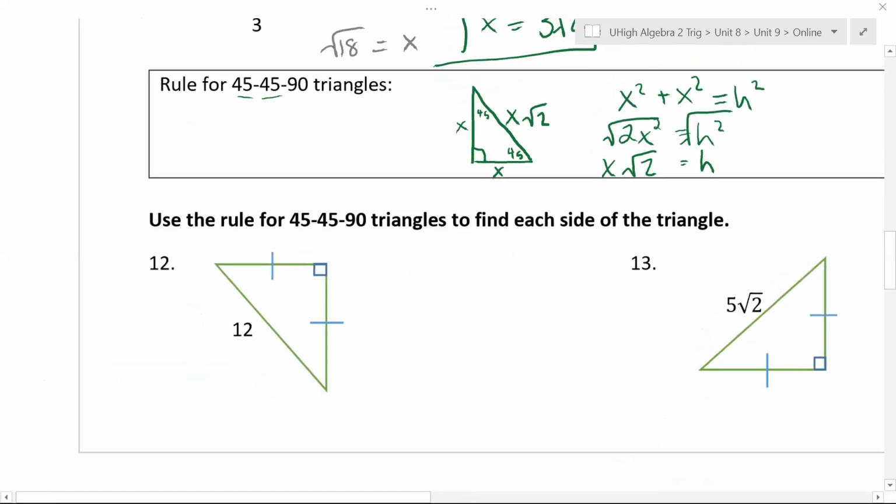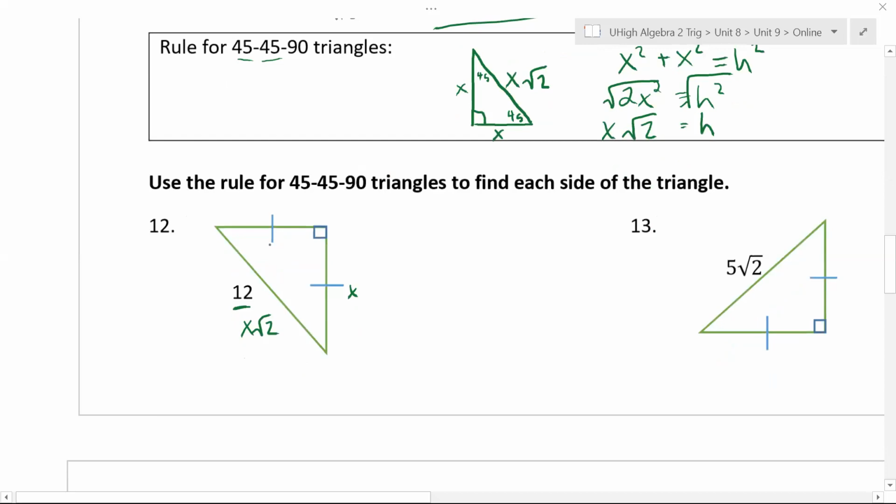So if we want to use this rule on number 12, they give us the hypotenuse and we want to find our legs. So if we label this like we labeled our example, this would be my x root 2 side, this would be my x, and the other leg would also be an x.